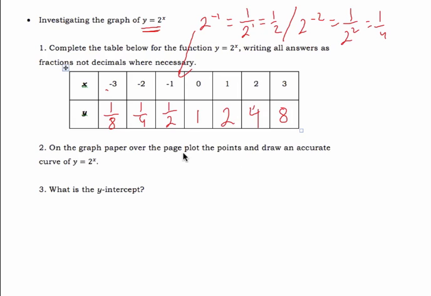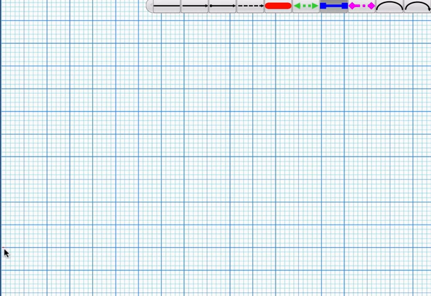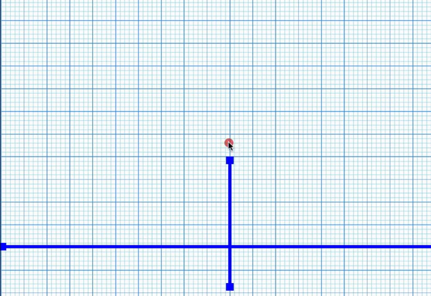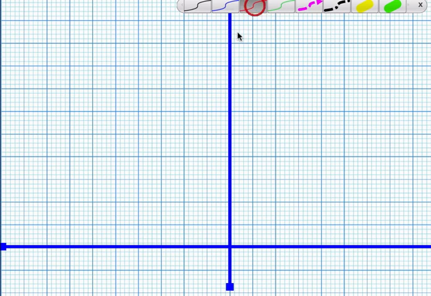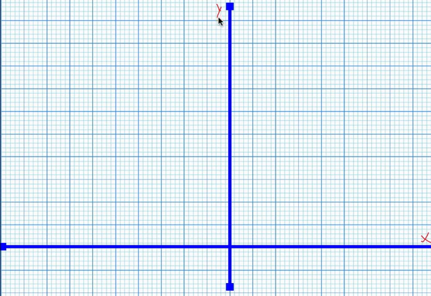Okay, on graph paper over the page, plot the points and draw an accurate curve of y equals 2 to the power of x. So we're going to do that on graph paper now. Notice there's no negative y values, so I don't need anything below the x-axis. So I'm going to make some axes here now. Oops, let me undo that. Alright, so here's my x and y axis.